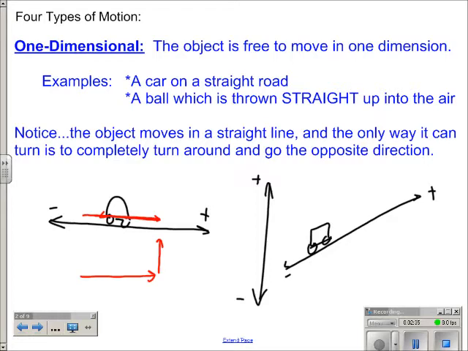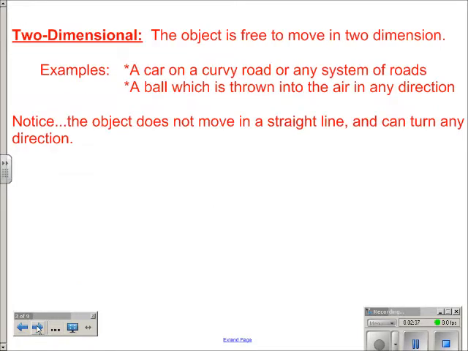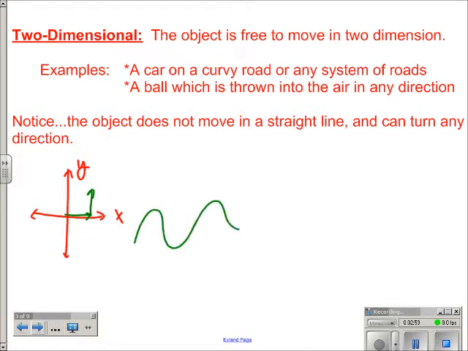Which brings us perfectly into the second type of motion, which is 2-dimensional motion. Now the object is free to move in 2 dimensions. So 2 dimensions means that you're going to have kind of an X direction and a Y direction like you would in math class, right? So your object could theoretically drive this way and then turn, okay? So examples of 2-dimensional motion would be a car on a curvy road, right? That's 2-dimensional motion. A ball being thrown up into the air, right?